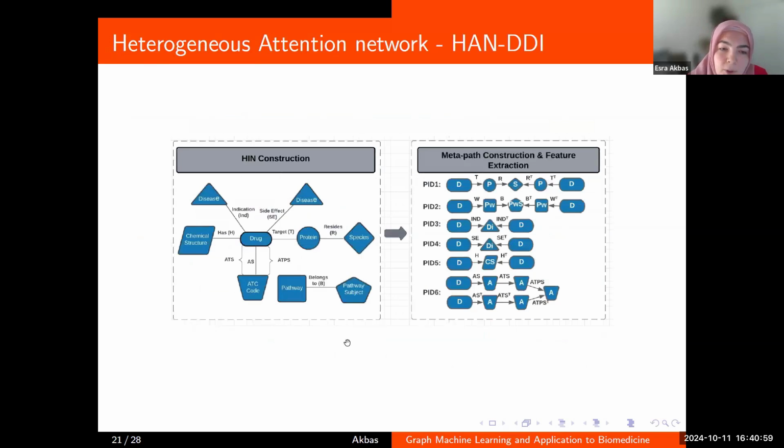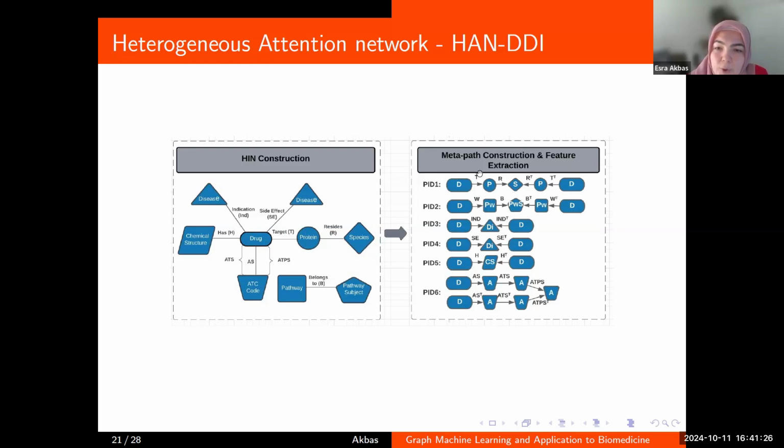On this network, if two drugs are close to each other, like if there is a path between two drugs, that shows their similarity. Two drugs are similar if they share a disease, if they cause the same side effects, or if they treat the same disease, or if they target the same protein. So we define different paths between the drugs.